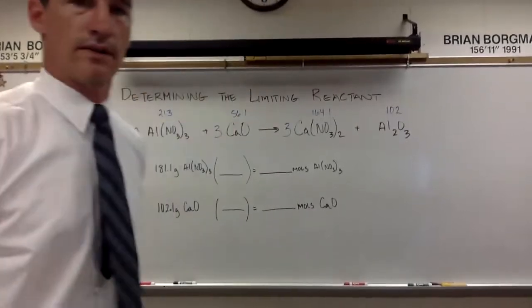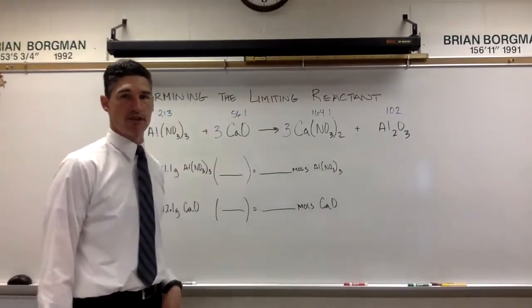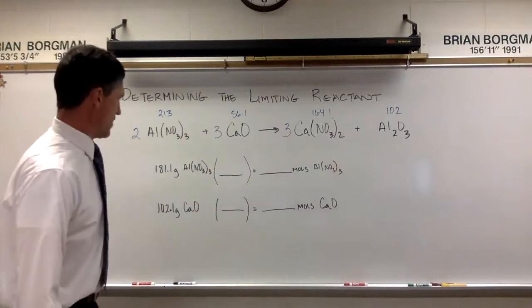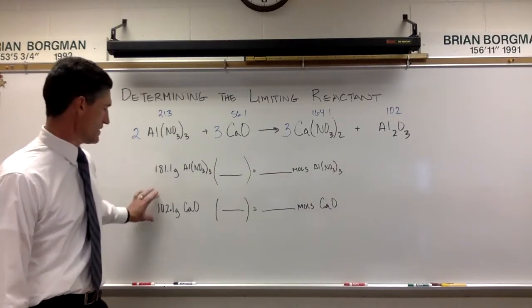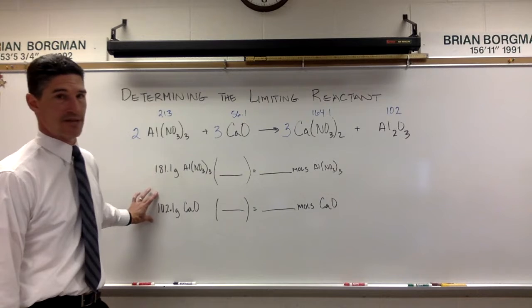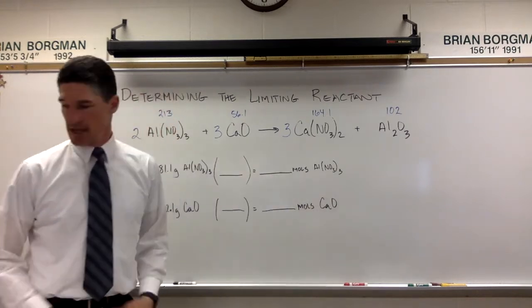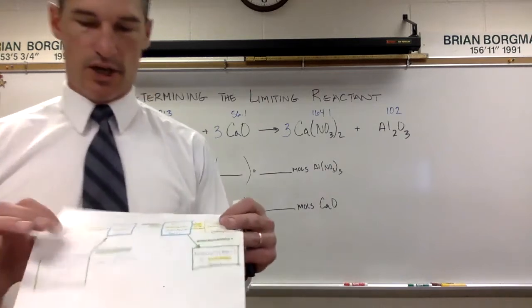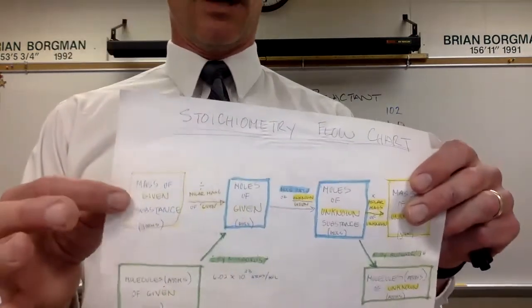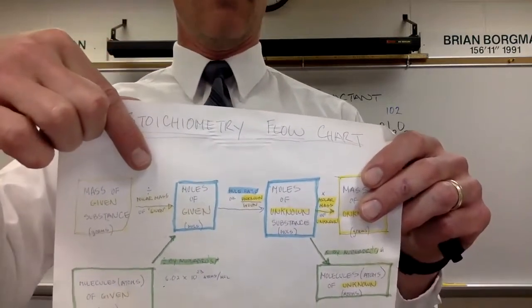Okay. So as I said I was going to do, I took each one of our molar masses and I just moved it up over the top of each one so I can use them. And now I take the original numbers that I was given, 181.1 grams of aluminum nitrate and 102.1 grams of calcium oxide. And I need to figure out how many moles of each of that I have. So if I use my stoichiometry flowchart, I want to go from a mass of something to the moles of something. And to do that, I'm going to divide by the molar mass.